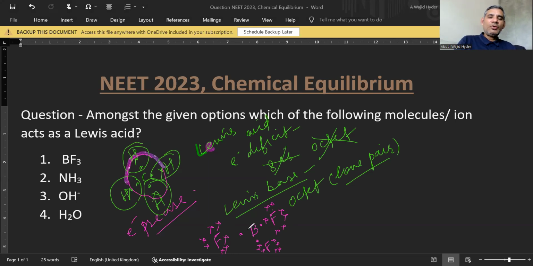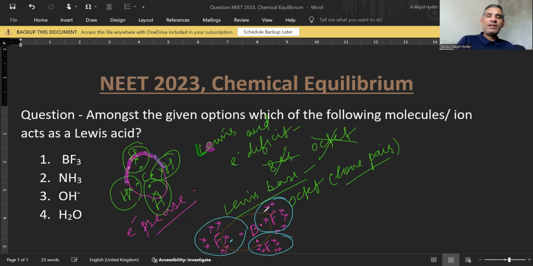This unpaired electron of boron will overlap these 7 electrons, out of which 1 is unpaired of fluorine. This boron's unpaired electron will overlap the 1 unpaired electron of fluorine atom. In this way, all the unpaired electrons of fluorine as well as boron will get paired.